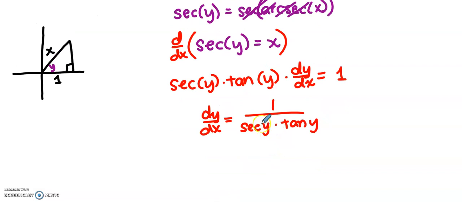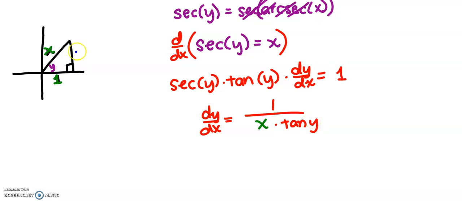If I need to find the secant of y, well, that I already have. The secant is just x over 1. So I can replace that as x, technically over 1, okay? I also then need to find the tangent of y.